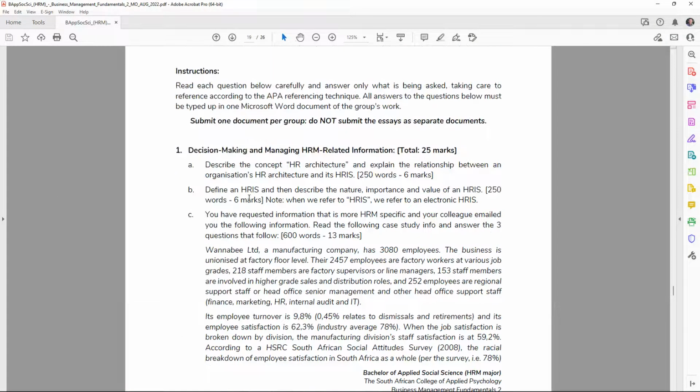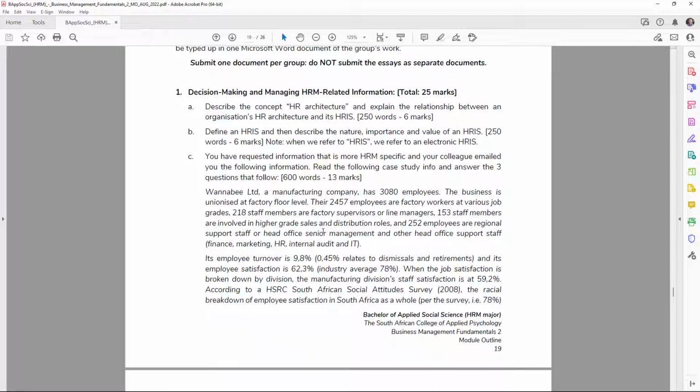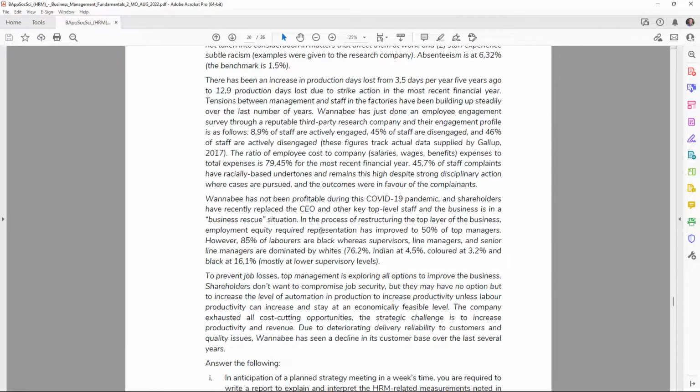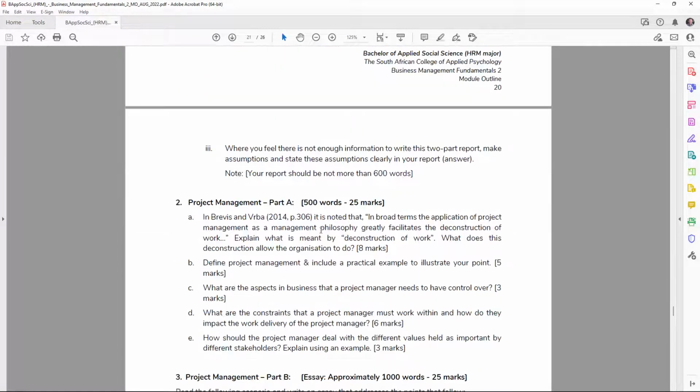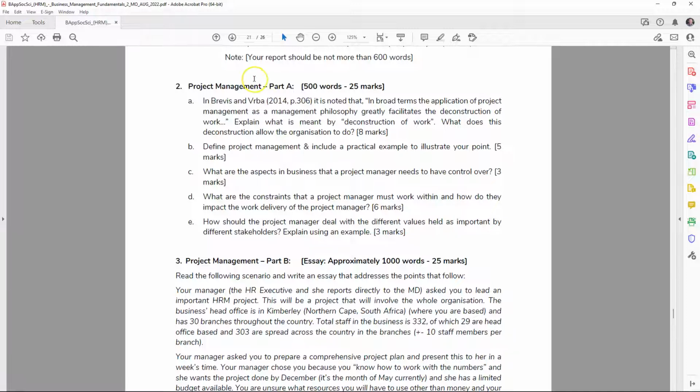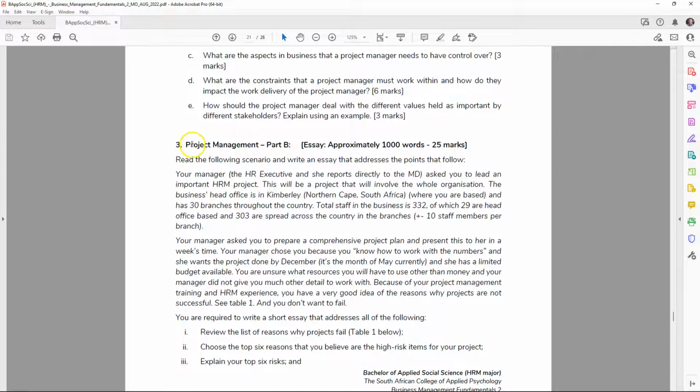Question 1A, B, and C is around decision making and managing HRM related information. And then the next question is about project management. And in project management, there are two parts to that. The question 2, which is part A of project management, and then project management question 3, part B.